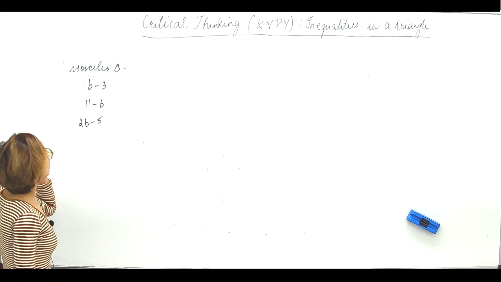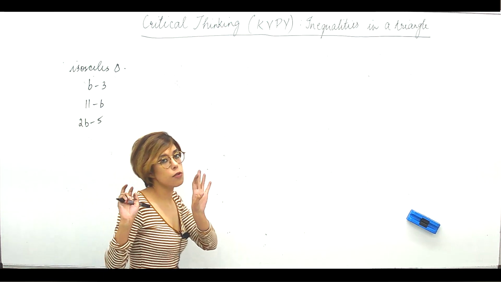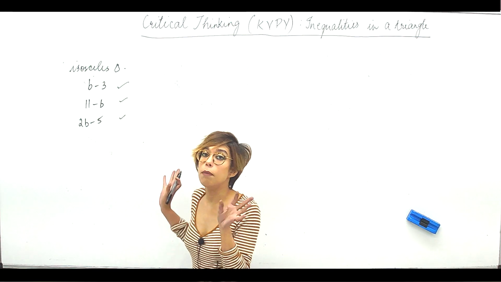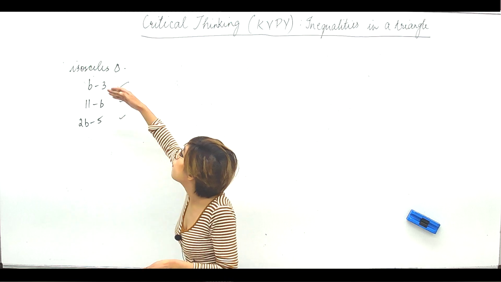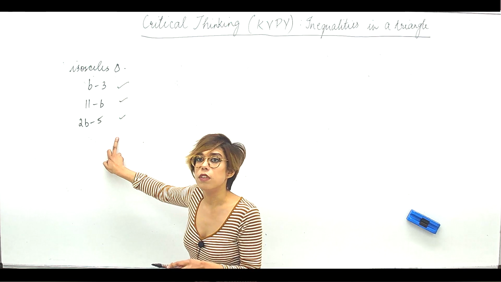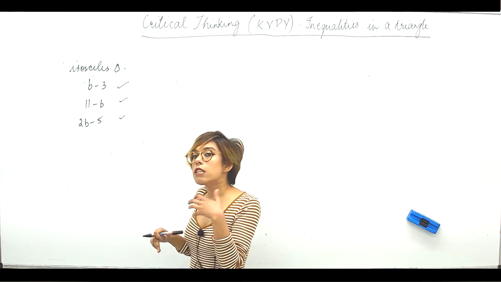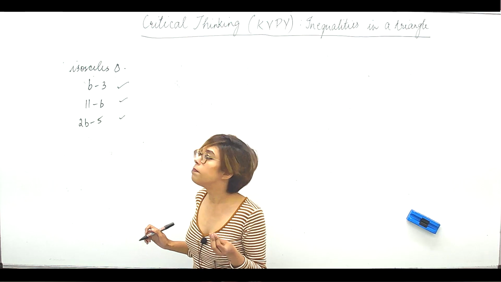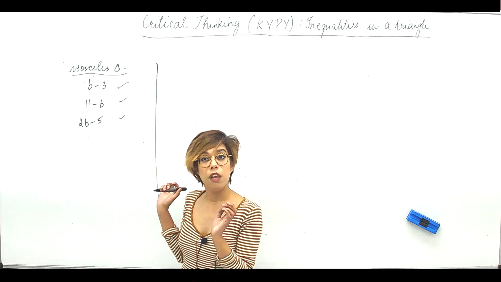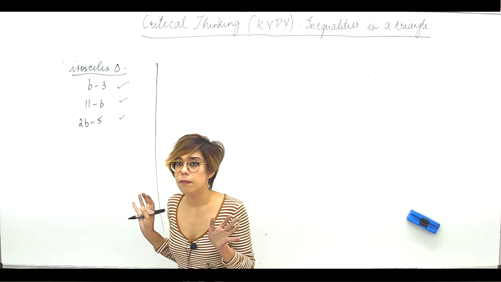Now, if I want there to be an isosceles triangle with these three sides, two types of conditions need to be satisfied. First of all, these lengths should be able to form a triangle. That means the sum of any two sides should be greater than the third one. If that is the case, then it will form a triangle. Now, the second type of condition is that I want an isosceles triangle. That means two lengths have to be equal.